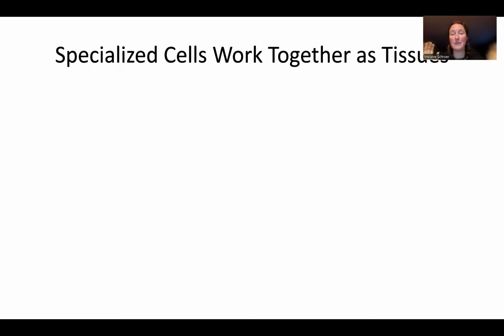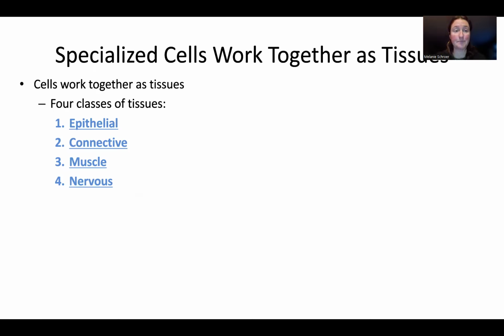Okay, so at this point, I hope that you guys can appreciate that cells work together as tissues. Cells hear messages from other cells within the tissue, and they can work together. They can change what they're doing in order to keep the tissue intact. As far as tissues go, we can classify these tissues, these groups of cells working together, in one of 4 different classes, just like the biomolecules. These are the epithelial, connective, muscle, and nervous tissues.